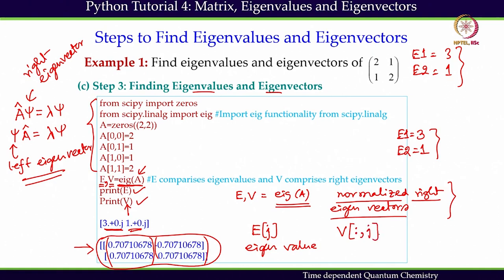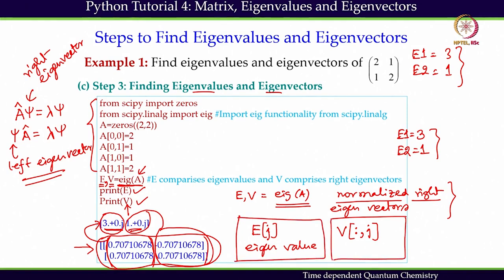So, actually I am taking the column. This particular column is associated with this eigenvalue and this particular column is associated with this eigenvalue. This is the way they are representing. So, if I need to pick up the eigenvector corresponding to a particular eigenvalue, I have to follow this way. V has all the information hidden. I have to just pull up the particular column corresponding to that particular eigenvalue.